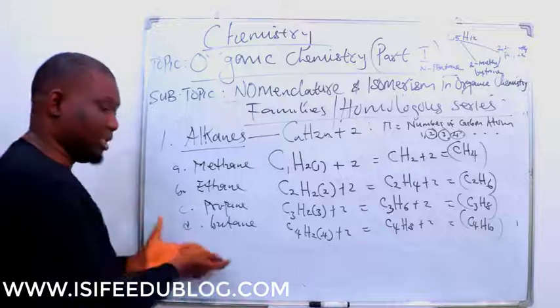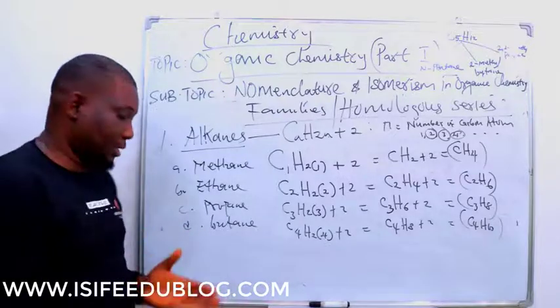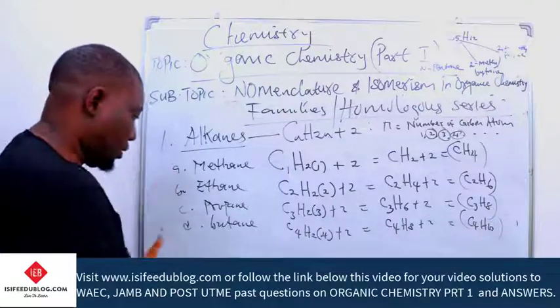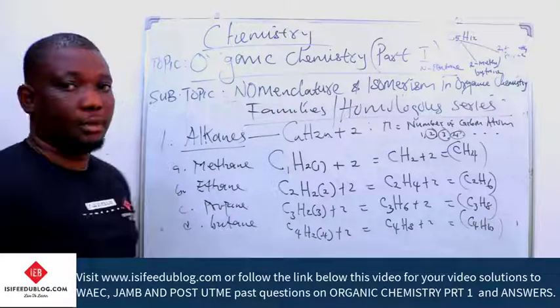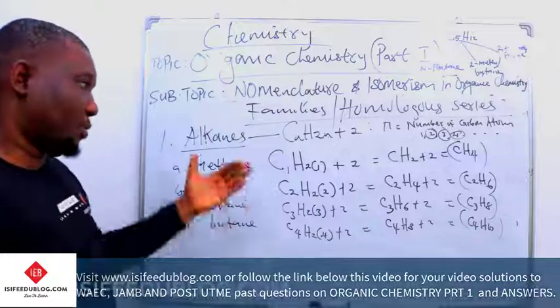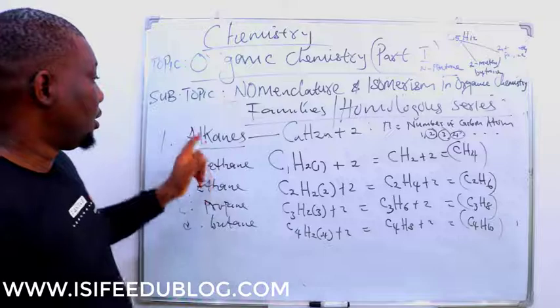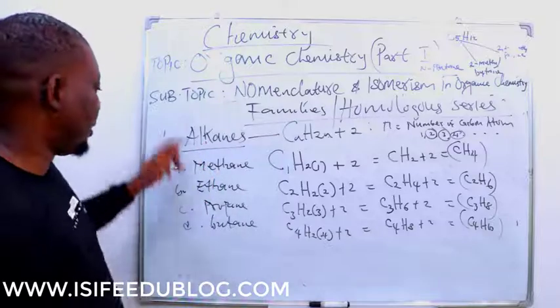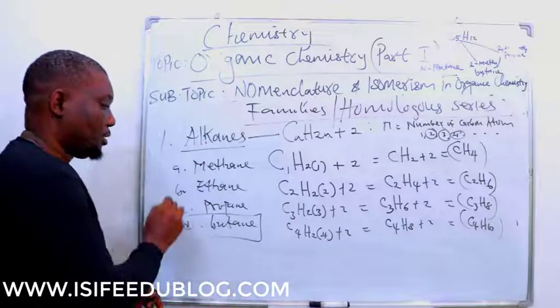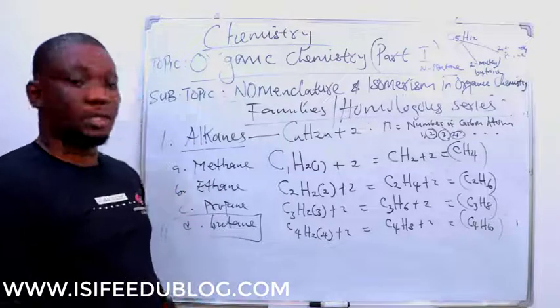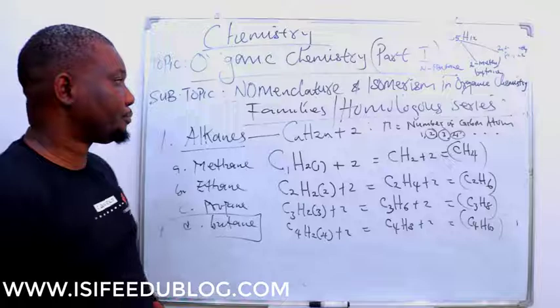I can start from pentane, hexane, heptane, octane, nonane, and then decane. I could possibly do the rest, but I want to stop at the fourth member. The fourth member of the alkane series is butane. The member 4 of this family is butane.